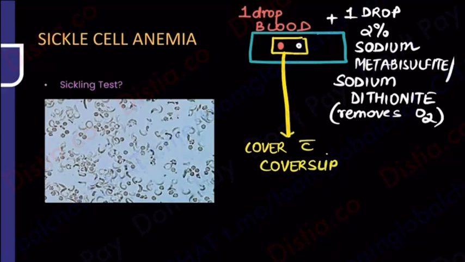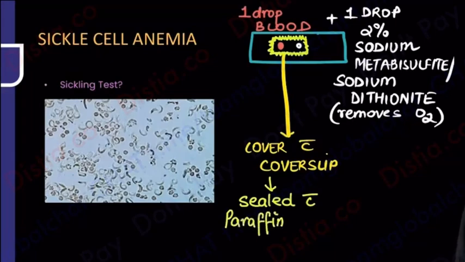So you just don't place the cover slip like this. No. You're going to place it and then you are going to seal it all around. Double, triple, quadruple check. After placing the cover slip, you seal it. How do you seal it? Ideally, this is sealed with paraffin wax.